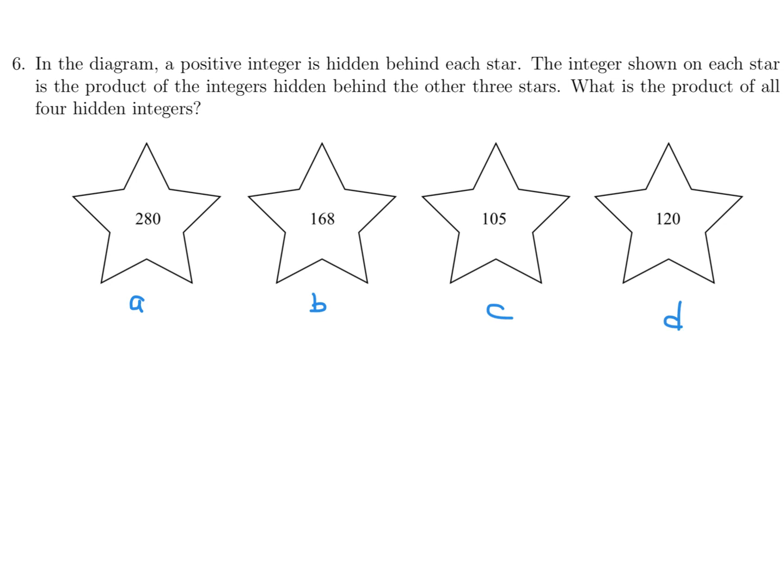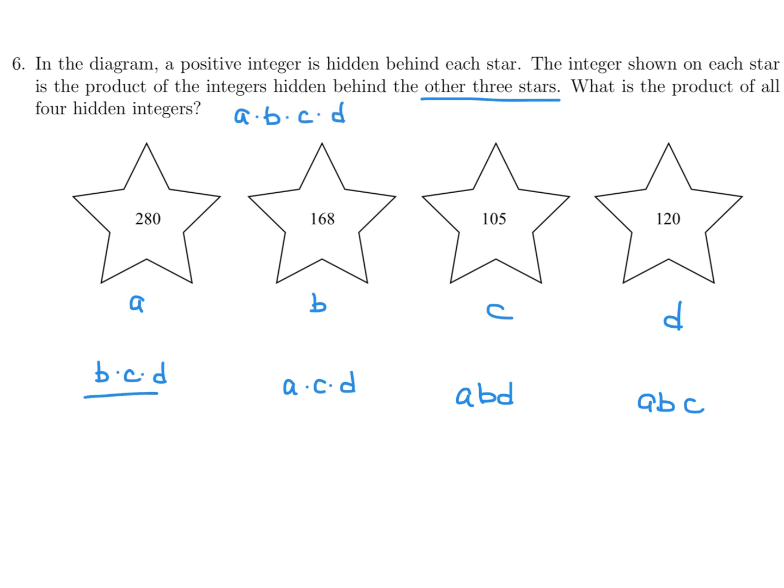So the 280 is basically B times C times D, right? The product of the integers hidden behind the other 3 stars. Okay, so this 168 is A times C times D, correct? And so on. You guys get the point. This is A times B times D, and this is A times B times C. So what do they want? They want the product of all 4 hidden integers. So basically they want me to find A times B times C times D.